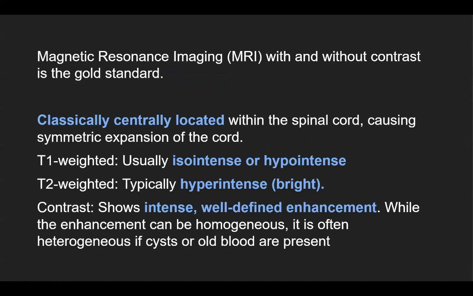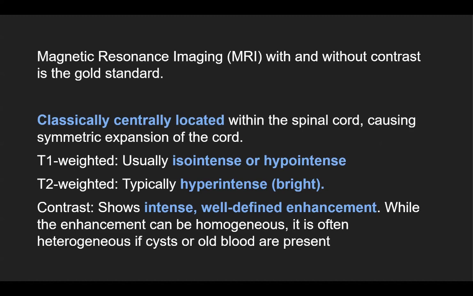So, moving on to radiology. MRI is the gold standard, both with and without contrast. Tumors are classically centrally located. If you see the axial sections, I have just remembered that I did not include any axial sections. And they cause symmetric expansion of the cord, as somebody wrote in the chat that this is a pregnant cord.